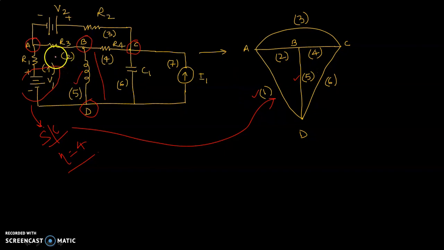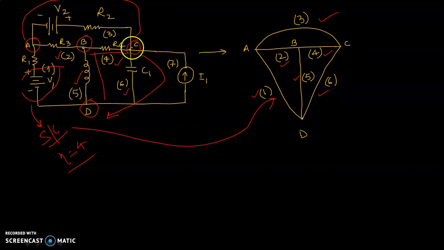From A to B, branch number 2. From B to C, branch number 4. From A to C, the upper portion, there is branch number 3, represented by a path connected like this. From C to D, this is branch number 6, path number 6.